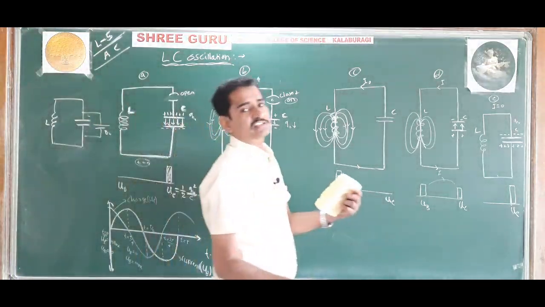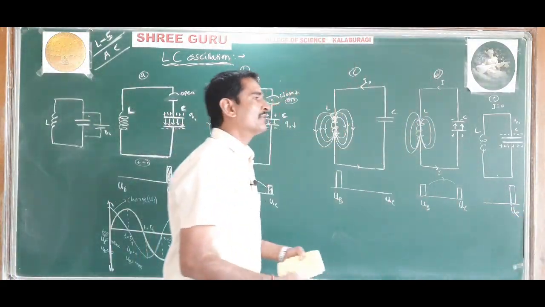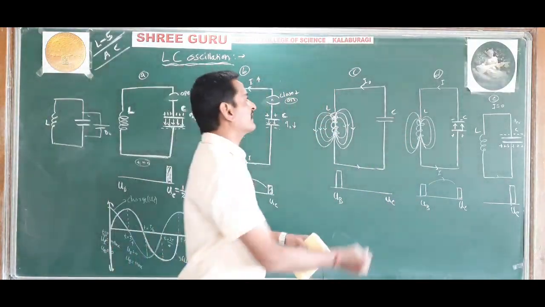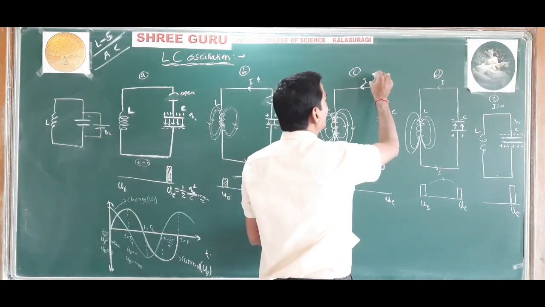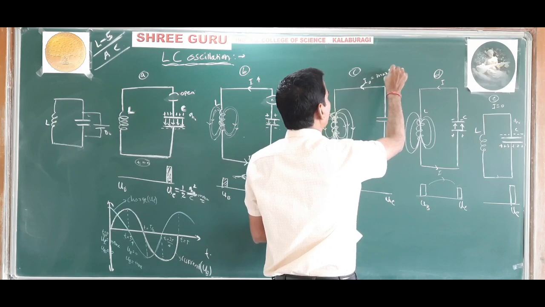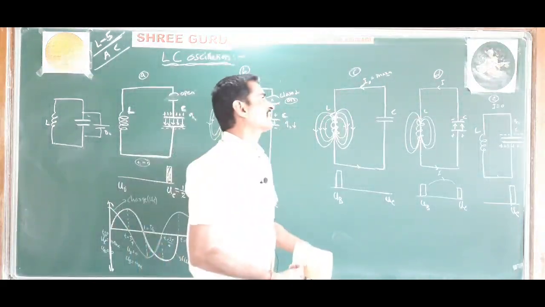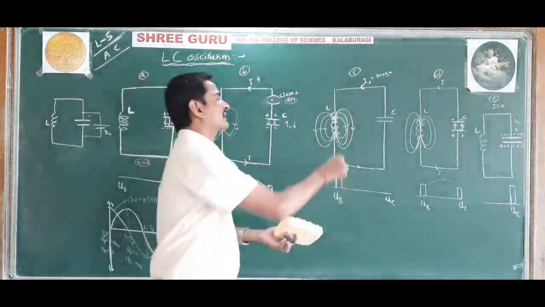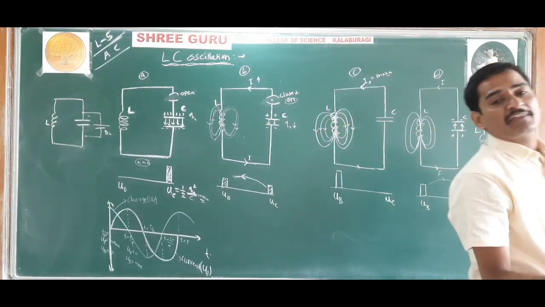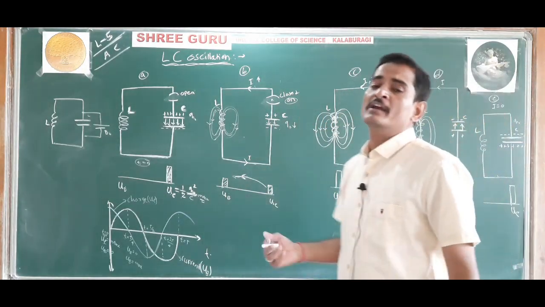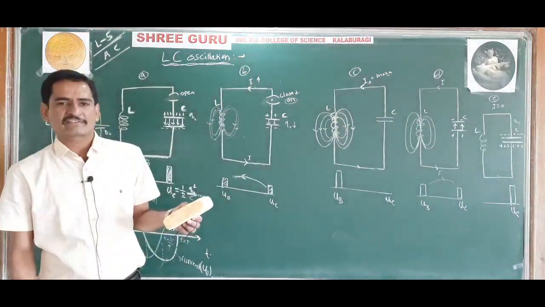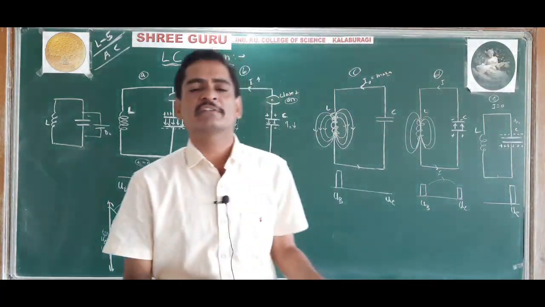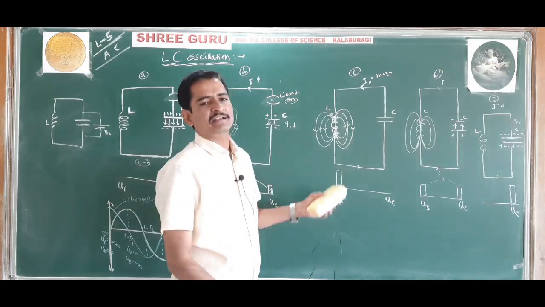Because of the discharging action of the capacitor, after some time the capacitor gets completely discharged. That is, the current becomes maximum, called I naught. After some time the current becomes maximum, and when maximum current flows through the inductor, the magnetic energy produced in the magnetic field of the inductor becomes maximum.